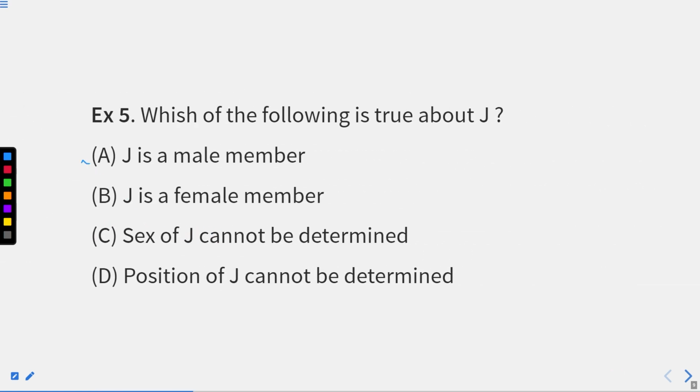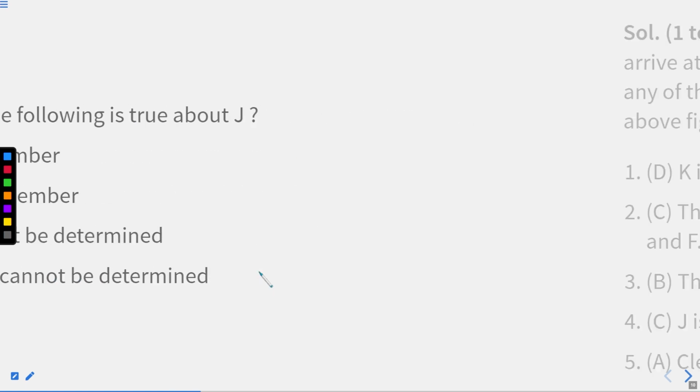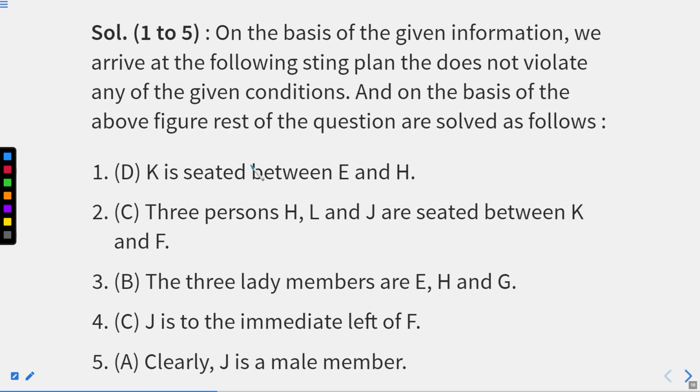So J is a male for sure, right? Because we are aware of all three females, so gender clarification is there. So this option will not be the answer. Position of all 8 persons is already defined. This will not be your answer. J is not a female because you are already aware of all three females. Eventually your answer becomes J is a male, right? Here you can see each and everything. I'll repeat once again for you, right? On the basis of the given information, we have arrived at the following sitting plan. Just correct it, right? It is sitting.